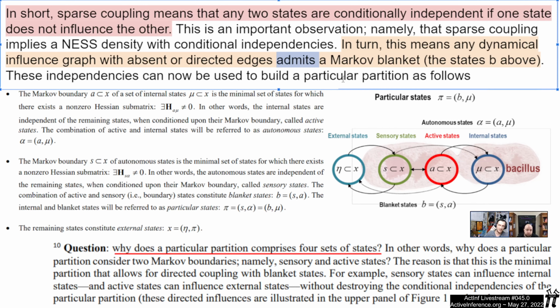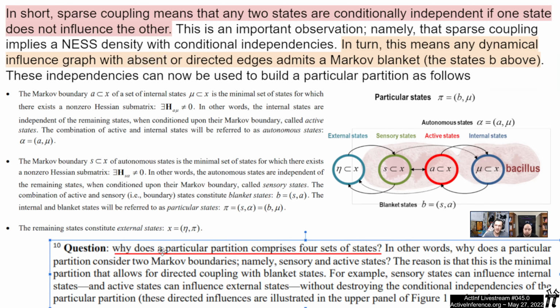Then I guess you could argue it has a blanket with respect to some other things that you didn't model, or you could get into that whole question. But within that model, there are no blanket partitions to make. If there are any absent edges, then there are some states which, upon knowing them, make some other states conditionally independent. They give some more technical details, and then they raise a question in the footnote: why does the particular partition comprise 4 sets of states? We'll talk about that in dot 1.